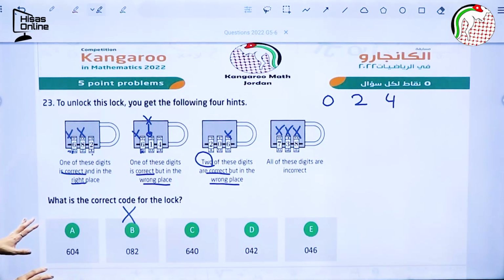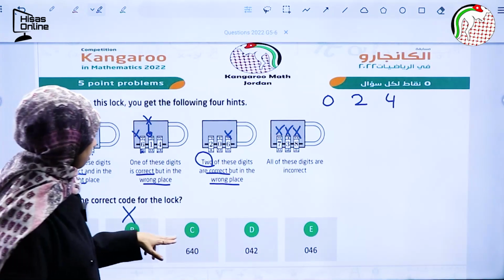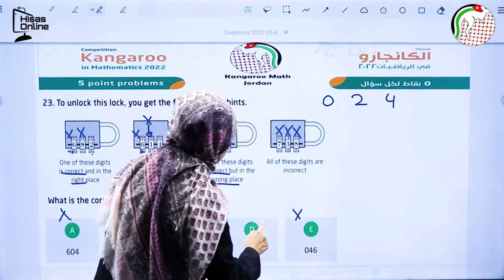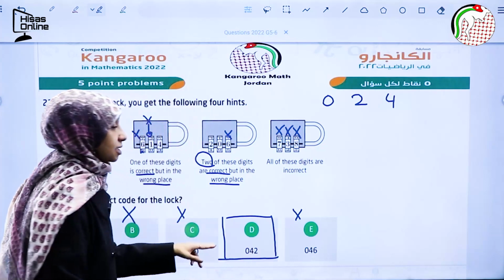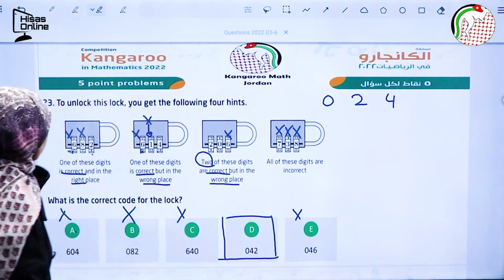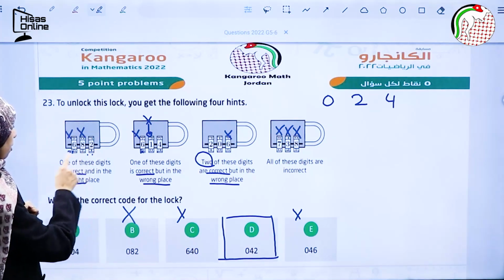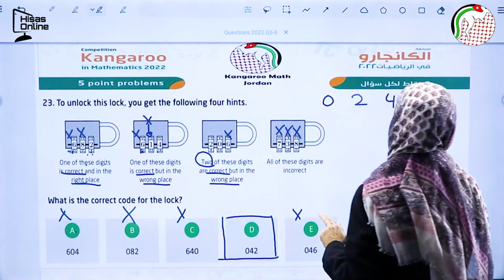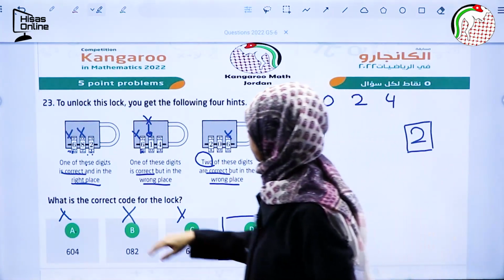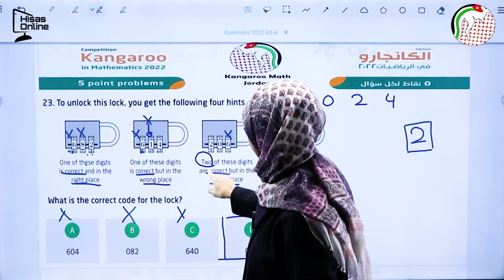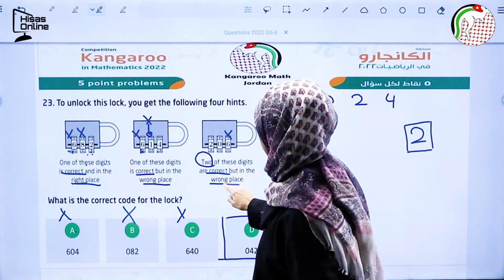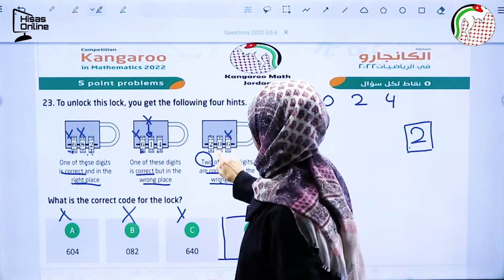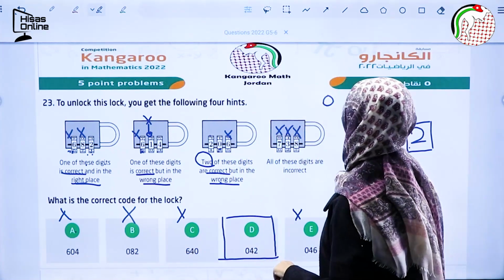Now, if you look here, A has 6, C has 6, and E has 6. So D might be my right answer, but let's double check. Now, since here one of these digits is correct and in the right place, that means 2 is the first digit here. And they said 2 of these digits are correct but in the wrong place. So 2, we agreed that it's here. I have 0, so 0 either here or here.